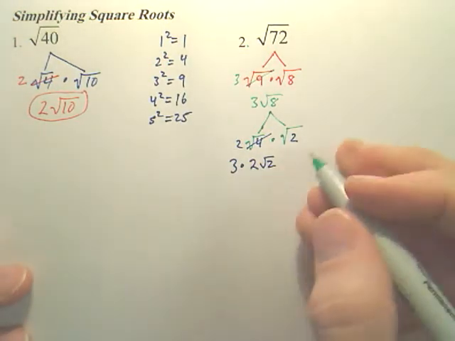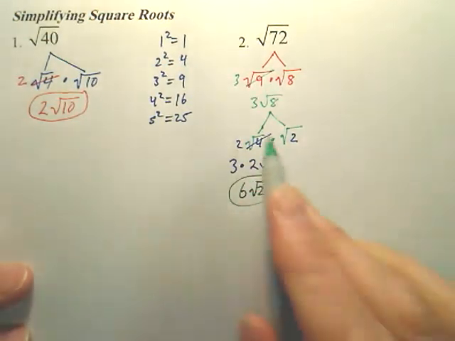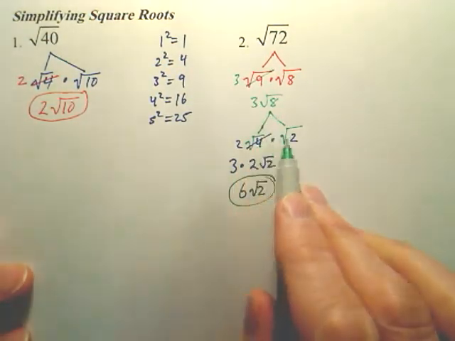And what's 3 times 2? Wasn't that 6 square root 2? Again, people forget this 3. Don't forget it. 8 keeps breaking down.